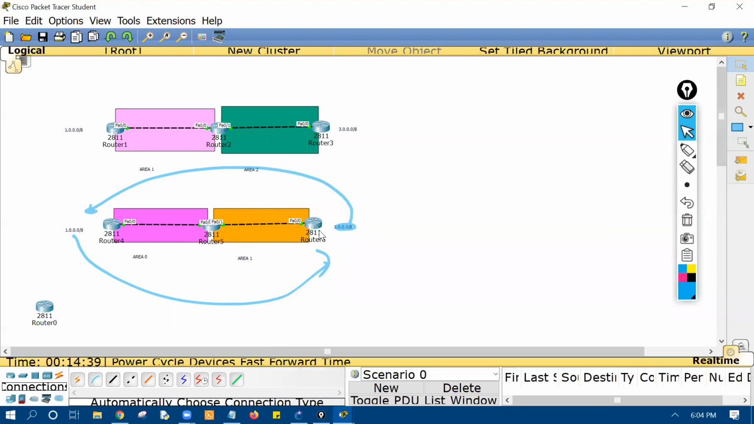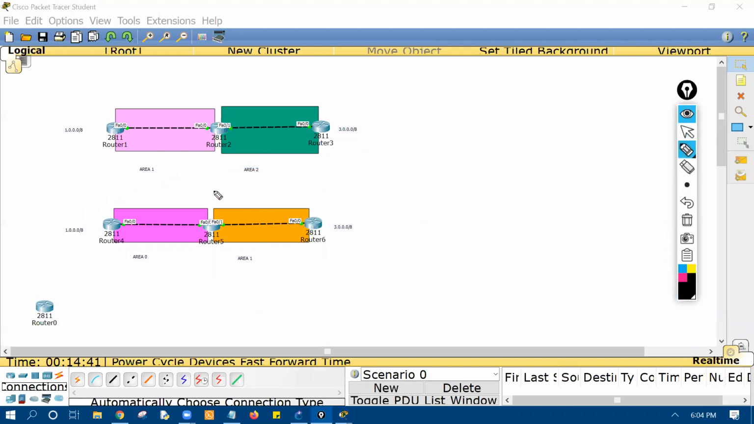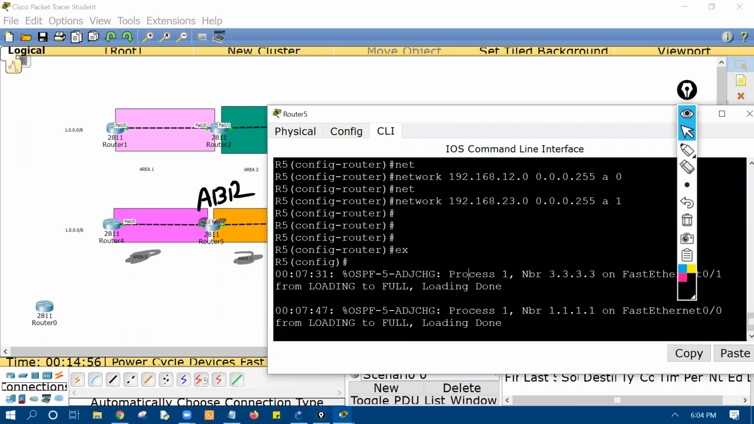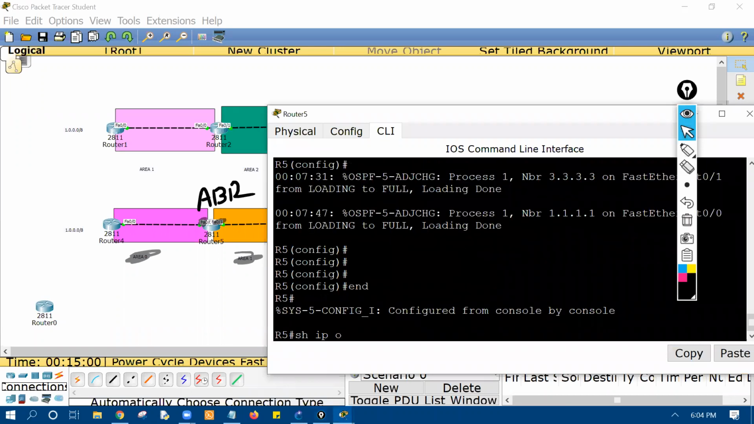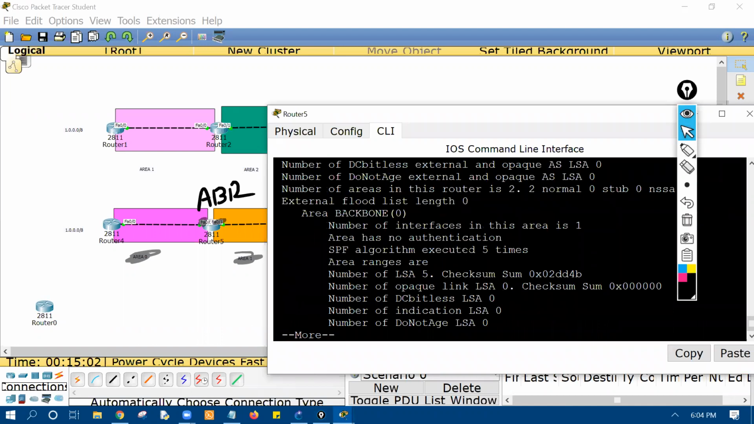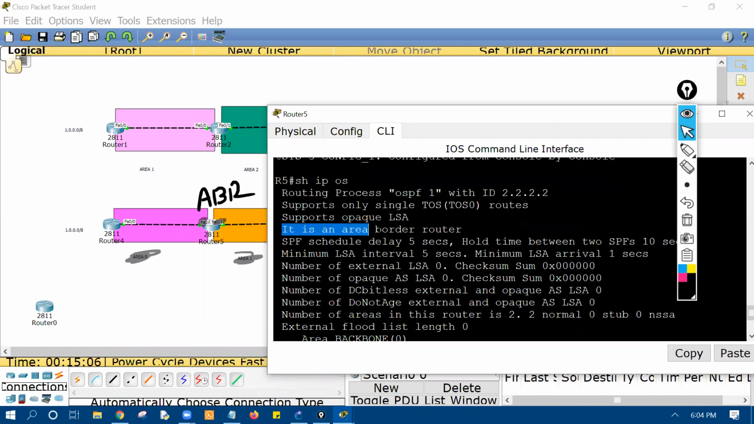And right now, this router R5 behaves like an ABR. Why? Because one interface belongs to area 0 and another interface belongs to area number 1. So this is my ABR router. If you have a look over there, let's go to R5. Show IP OSPF. Can you see this information? R5, the router ID of this guy is 2.2.2.2, and I'm an area border router.